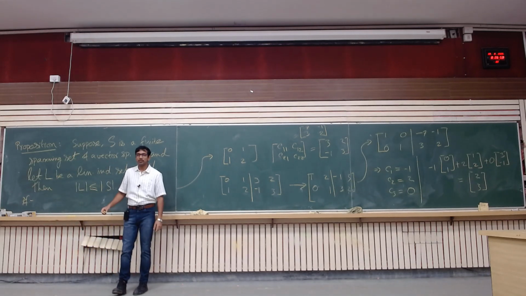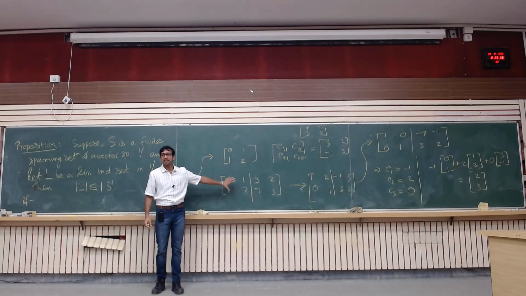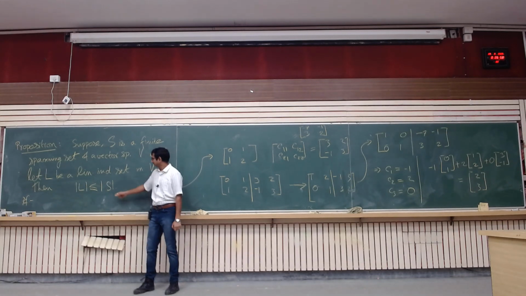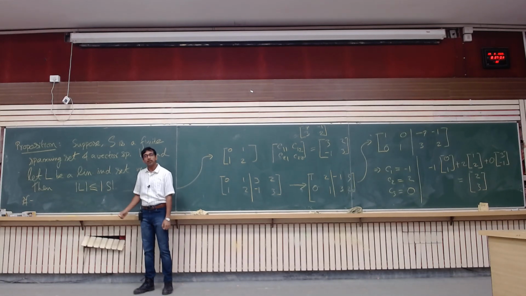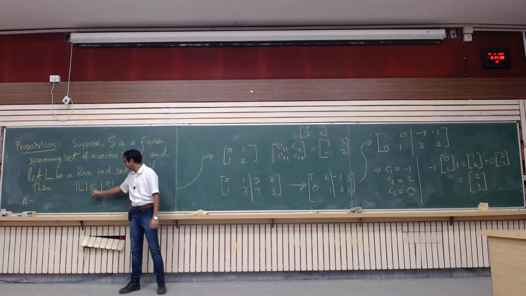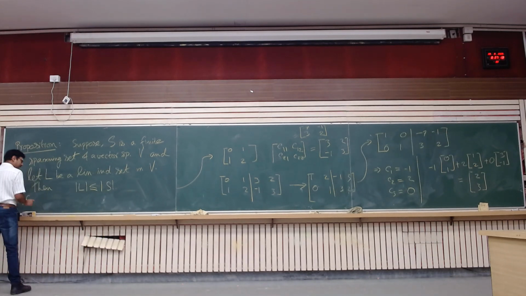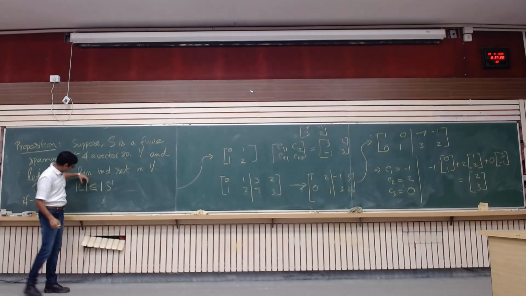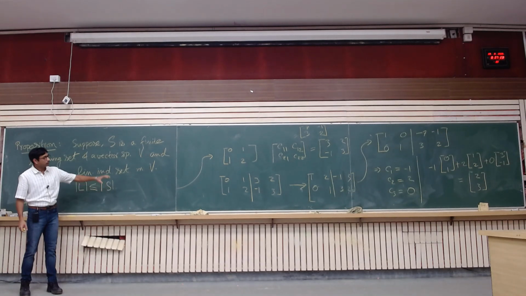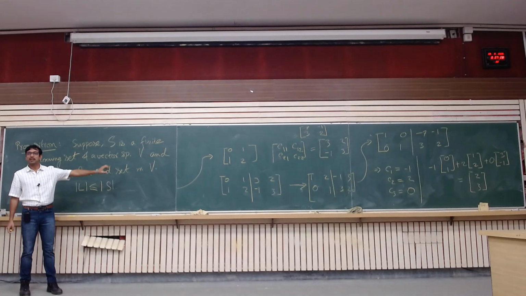How should we proceed? What's the idea? We are going to do something similar, and we proceed by contradiction. That is, we will assume that the cardinality of L is larger than that of S. Then we would like to write the elements of L in terms of S, and we'll have a matrix for which we can give a similar argument.